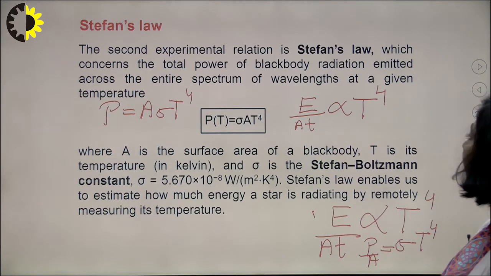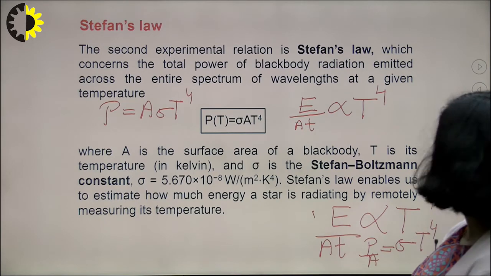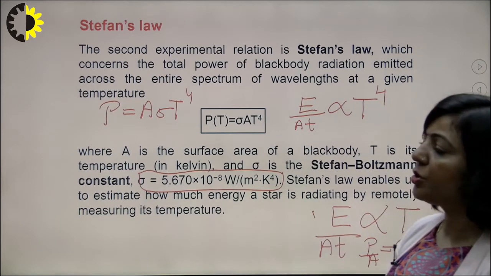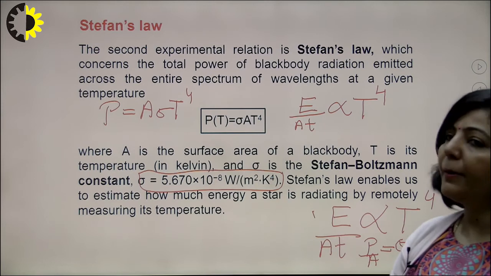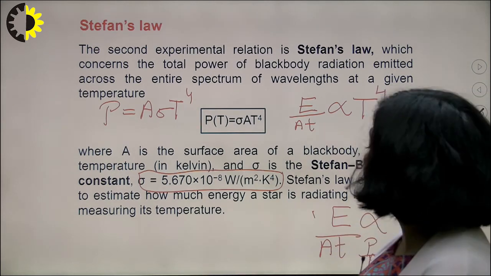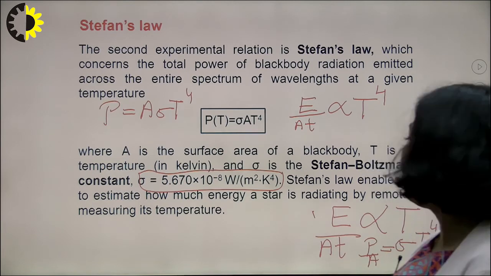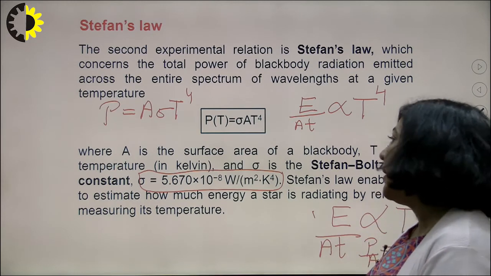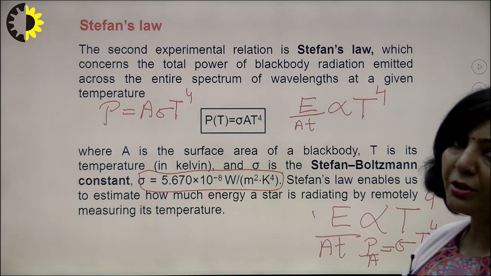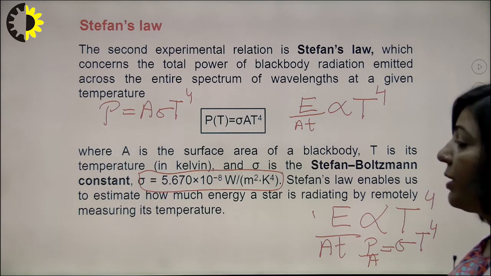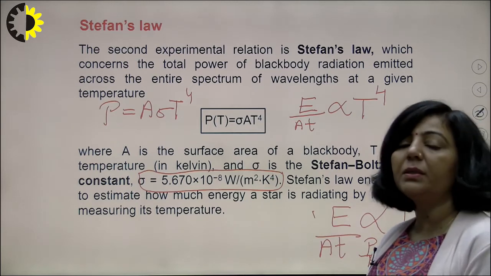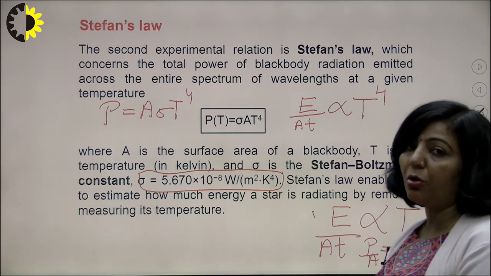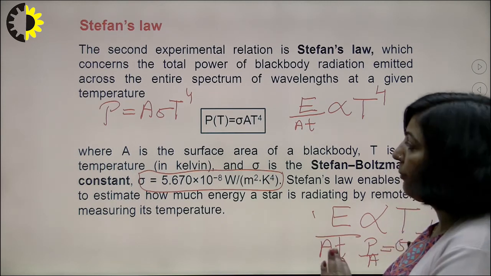Where A is the surface area of a black body, T is the temperature in Kelvin, and sigma is the Stefan-Boltzmann constant, and its value is 5.670 times 10 raised to power minus 8 watt per meter square per Kelvin raised to power 4. Stefan's law enables us to estimate how much energy a star is radiating by remotely measuring its temperature. So this phenomenon is very important, and with its help, you can estimate how much energy is radiated by a particular star. In astronomy, these two concepts, Stefan's law as well as Wien's displacement law, are very important. I hope up to here everything is clear.